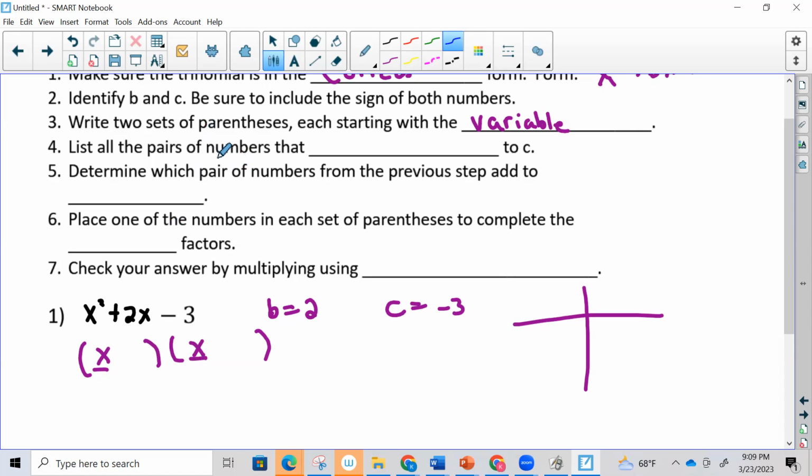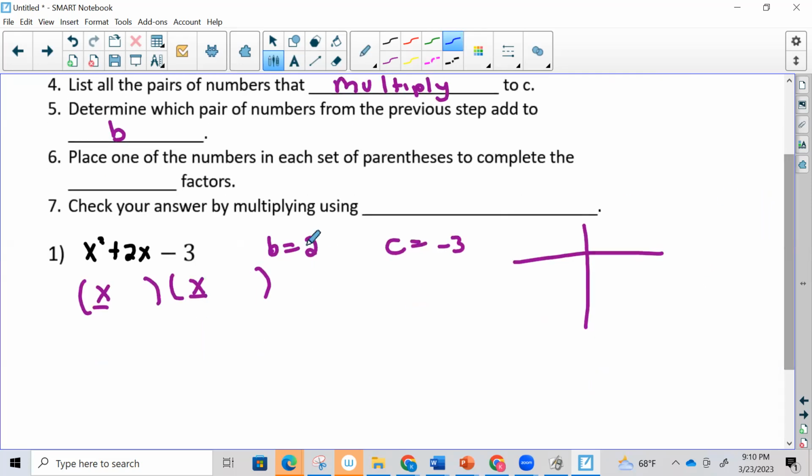So I always put the variable to the first power in the first spot of both sets of parentheses. Then we are going to list all the pairs of numbers that multiply to c. And after we do that, we want to determine which pair of numbers from the previous step add to b. Remember, we found that these two numbers have to add to the middle number and multiply to the last. So we usually make this chart.